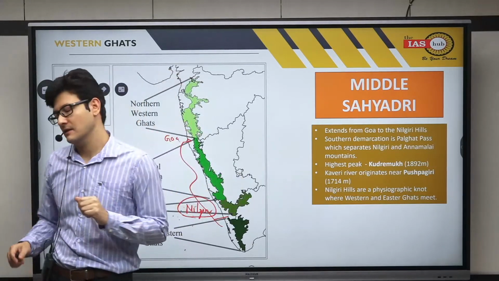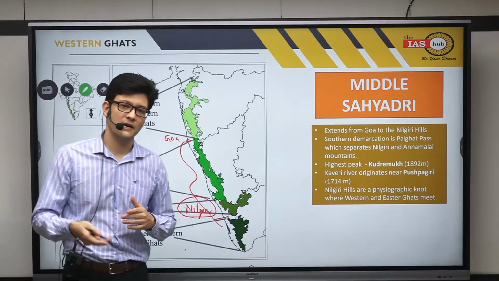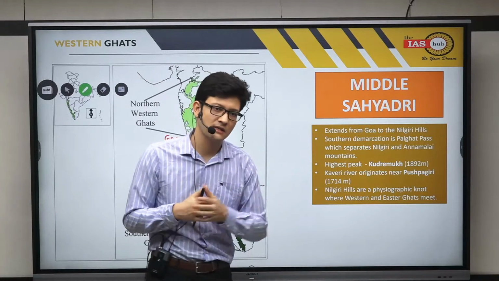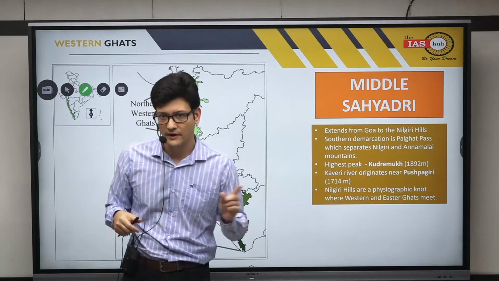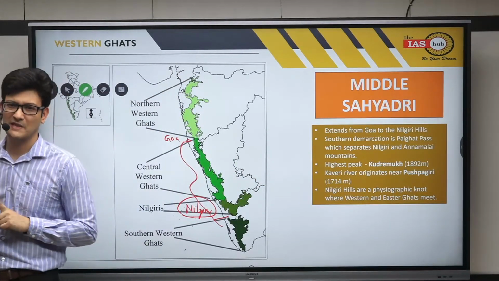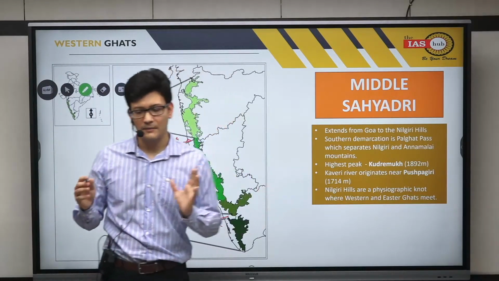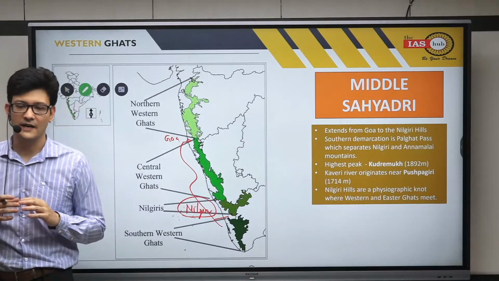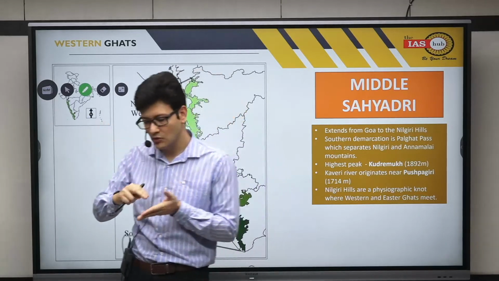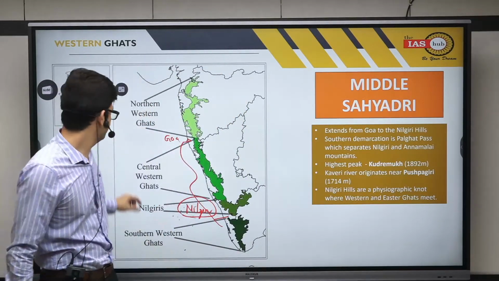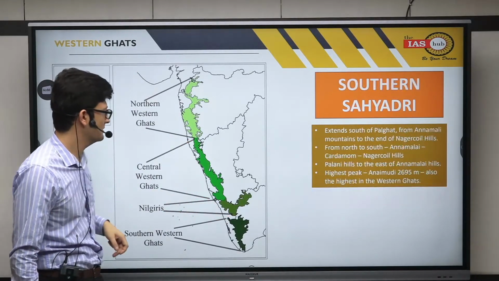The majority of the middle Sahyadris obviously passes through the state of Karnataka. The highest peak is Kudremukh, which is itself in Karnataka. Kaveri river originates in the southern side of Karnataka. There is a place called Pushpagiri, or more specifically Tal Kaveri, from where the Kaveri river originates. So Nilgiri Hills are basically creating a knot between the Eastern Ghats and the Western Ghats. Western Ghats meet the Eastern Ghats through Nilgiris only. Now these are the major characteristics of the middle Sahyadris.